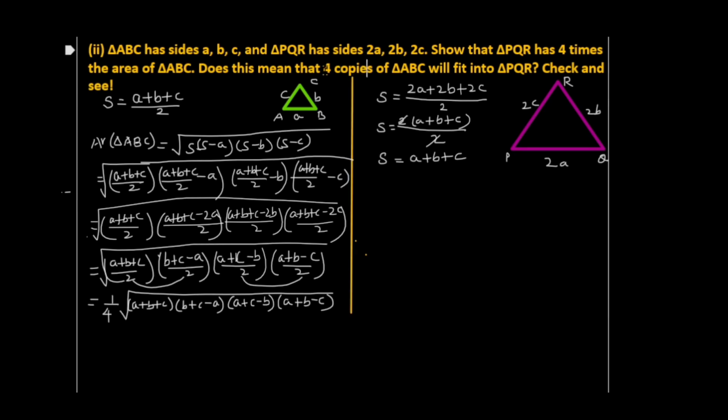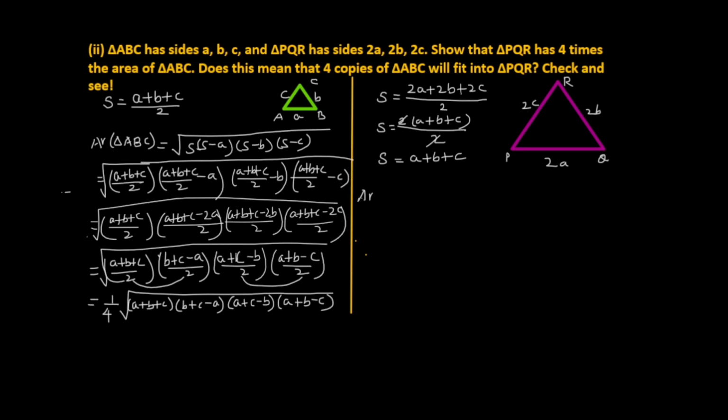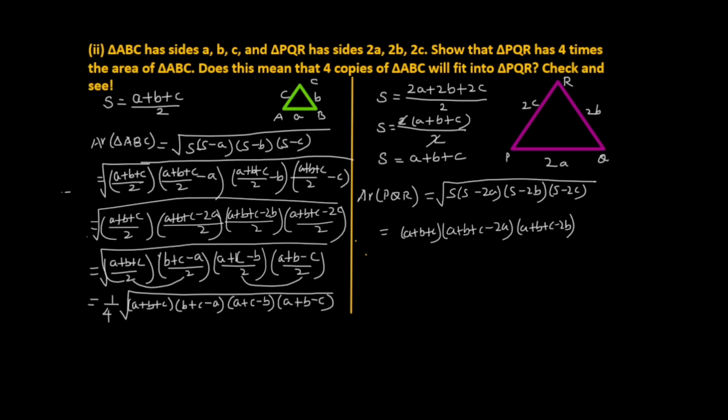Semi-perimeter of PQRS is A plus B plus C. So when we are applying the formula, area of PQR is equal to square root of S into S minus 2A, S minus 2B, S minus 2C, because the side lengths are 2A, 2B, 2C. So our S is A plus B plus C. So A plus B plus C minus 2A, A plus B plus C minus 2B, A plus B plus C minus 2C under the square root.